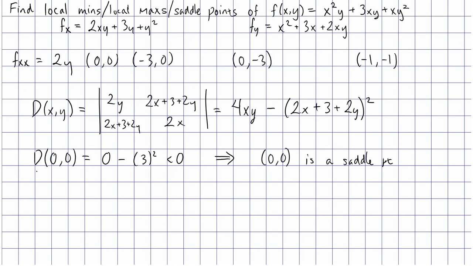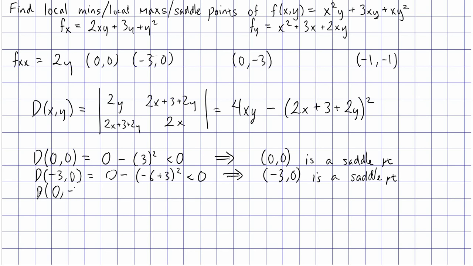If you look at d of the next critical point here, negative 3, 0, you should get something like 0 minus negative 6 plus 3 quantity squared. I won't go through again all the details. That's negative, and therefore by the second derivative test, negative 3, 0 is another saddle point.